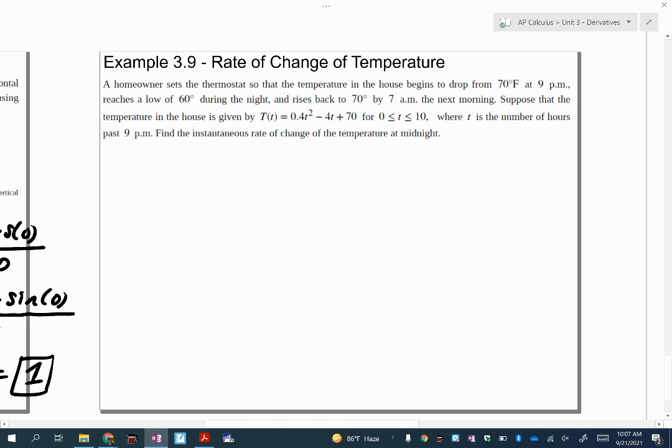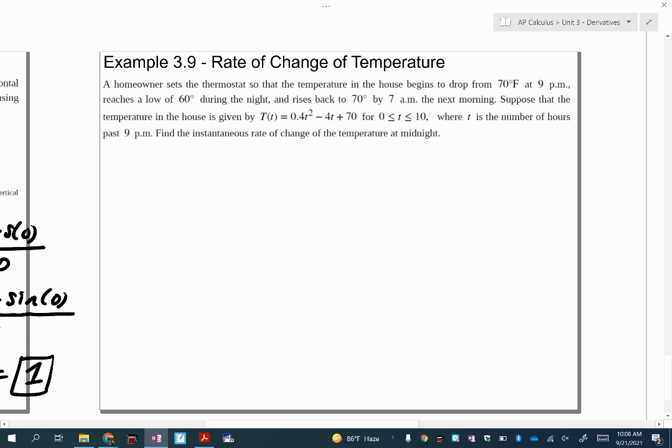Okay, so we have a homeowner who sets the thermostat so that the temperature in the house begins to drop from 70 degrees at 9 p.m. and reaches a low of 60 during the night. Whoa, this is expensive. And it rises back to 70 by 7 a.m. the next morning. Suppose the temperature in the house is given by the function temperature at time t of 0.4t squared minus 4t plus 70 for values of time between 0 and 10, where 10 is the number of hours past 9 p.m. Okay, so like 1 for t would be 10 p.m.